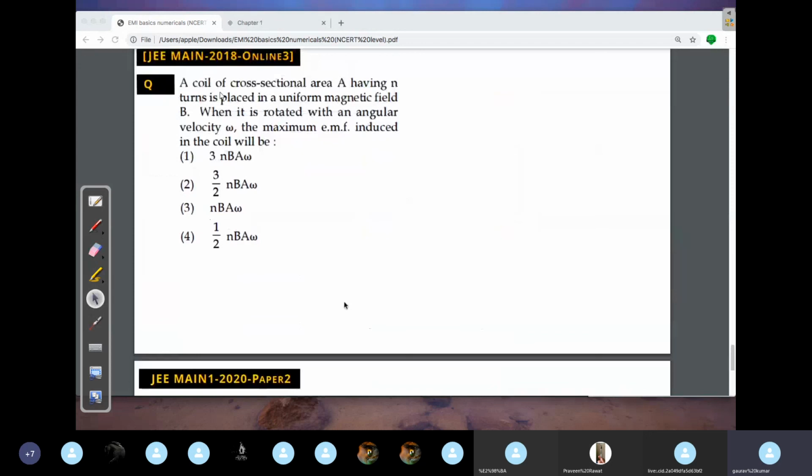Solve this question, a very, very easy question. Oral question, give me the answer fast. This I have discussed in theory with all of you. A coil of cross-section area capital A having small n turns is placed in a uniform field B. When it is rotated with an angular velocity omega, the maximum EMF induced in the coil will be. What is the answer?